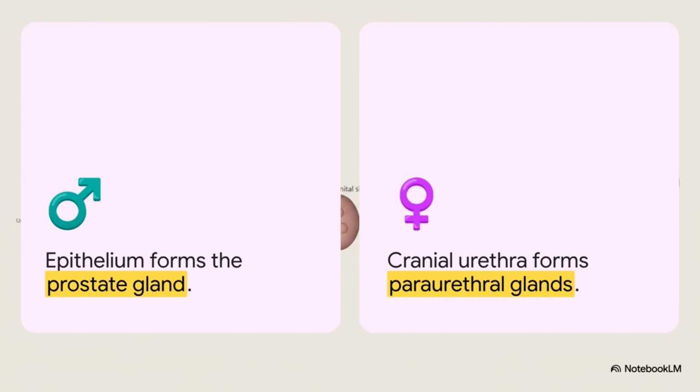Up until now, development has been pretty uniform across the board. But by the end of the 3rd month, things diverge dramatically based on biological sex. In males, the epithelium lining the newly formed prostatic urethra starts to aggressively proliferate out into the surrounding mesenchyme. This forms the prostate gland. In females, we see a very similar budding process from the cranial part of the urethra, which ends up giving rise to the urethral and periurethral glands.